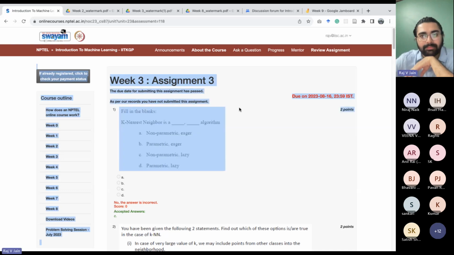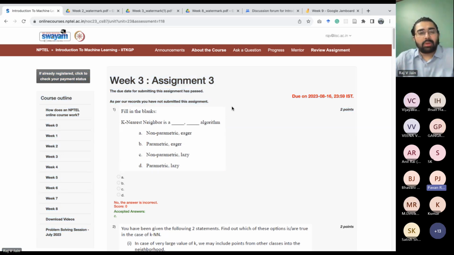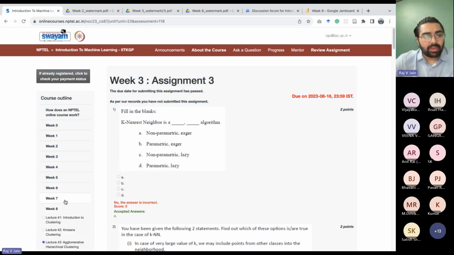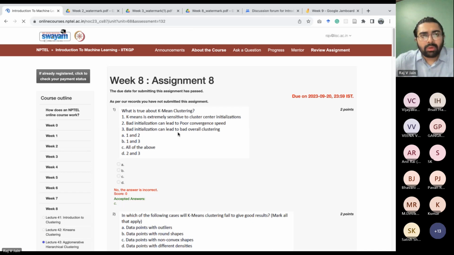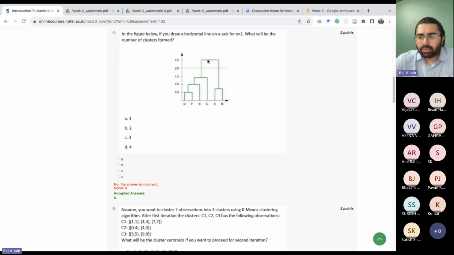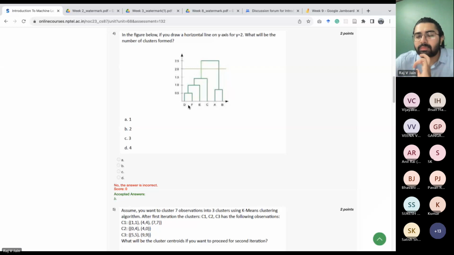Thank you, sir. Can you explain the dendrogram questions in week 8? Week 8, okay. Dendrogram diagrams. So what is unclear here? Sir, can you elaborate and explain briefly how to form the dendrogram, and how to solve that one? So, Pawan, did you join late or something? Because we covered this question.